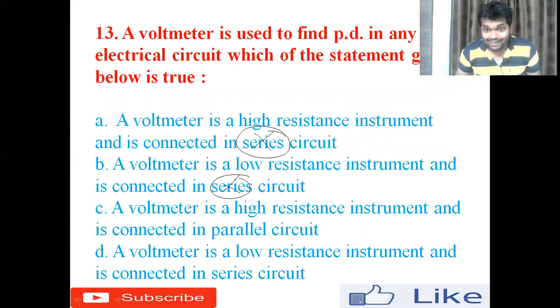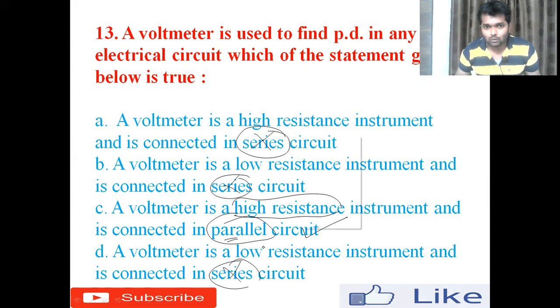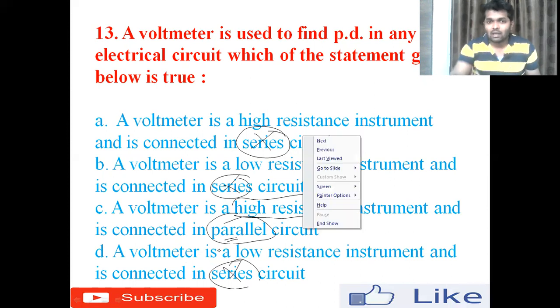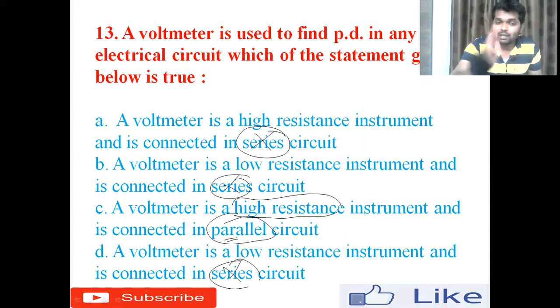A voltmeter is a high resistance instrument and is connected in parallel. As I told, it is a high resistance instrument plus it will be connected in parallel. Option D: a voltmeter is a low resistance instrument and connected in series. So wrong. Basically, remember, the right answer for this question is option C. It is a high resistance instrument plus it will be connected in parallel. Remember this. Okay, we'll move to the next question. So for the 13th question, the right answer is option C.